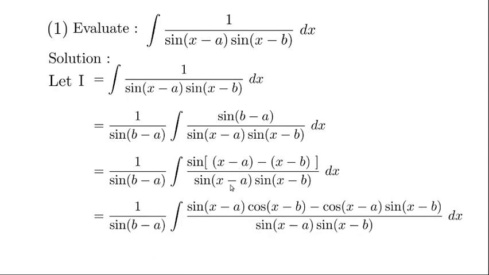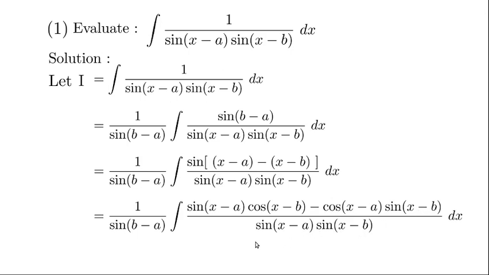Using the formula you can expand it: sine x minus a cos x minus a minus cos x minus a sine x minus b. Sorry, it is x minus b. Sine x minus a cos x minus b minus cos x minus a sine x minus b upon sine x minus a into sine x minus b. And when you separately divide, here sine x minus a cancels and here sine x minus b cancels.